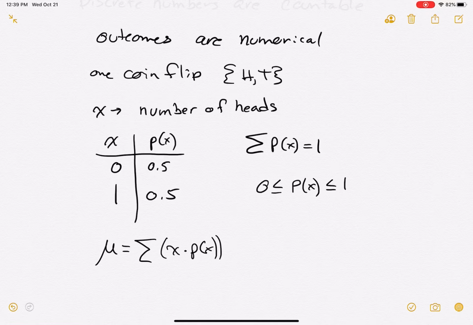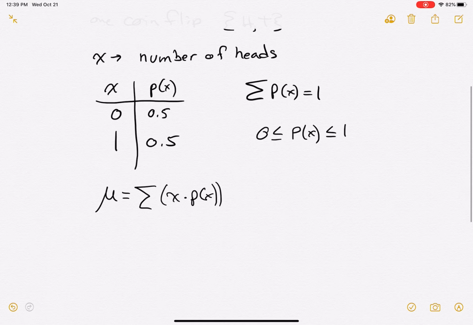The way that we find the mean is that we're going to do the sum of x times p of x in each successive row. Now I'll do a couple of examples with you on how to do this by hand, but then I'm also going to show you in StatCrunch how to do it as well.